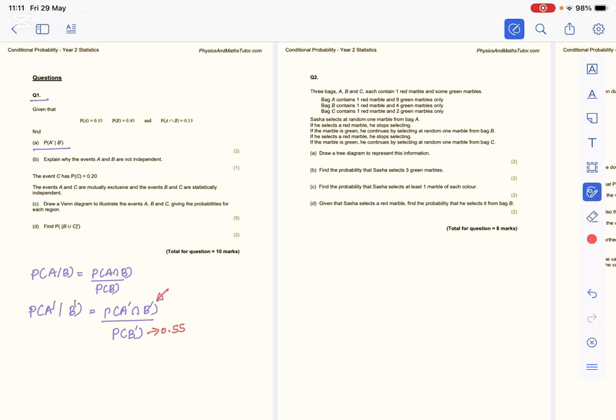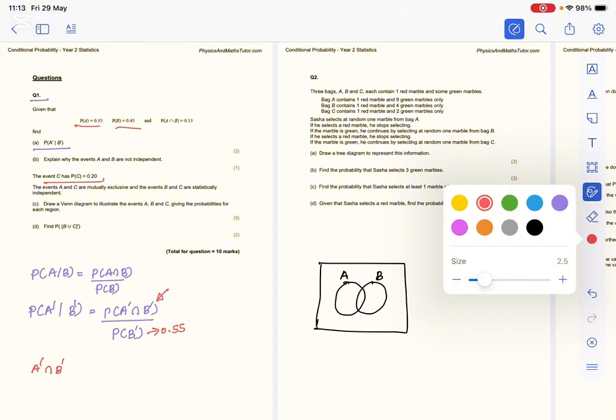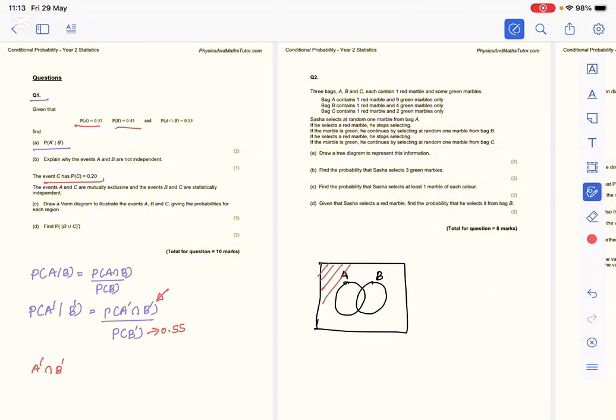Next is getting the common area for A dash and B dash. This is something you might always forget. Let me draw the Venn diagram for this one. This is A, this is B. If I color A dash, it will be the area that does not belong to A. If I color B dash, that means the area that does not belong to B. It is this.